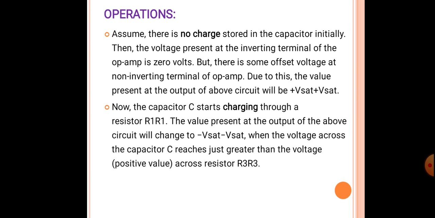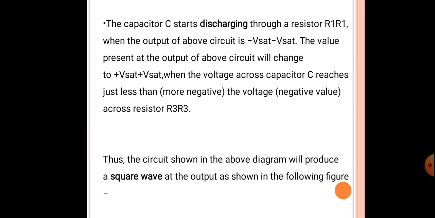Now the capacitor C starts charging through the resistor R1. The value present at the output of the above circuit will change to minus Vsat when the voltage across the capacitor C reaches just greater than the voltage across the resistor R3. The capacitor C starts discharging through the resistor R1 when the output of the circuit is minus Vsat. The value present at the output of the above circuit will change to plus Vsat when the voltage across the capacitor C reaches just less than the voltage across the resistor R3.